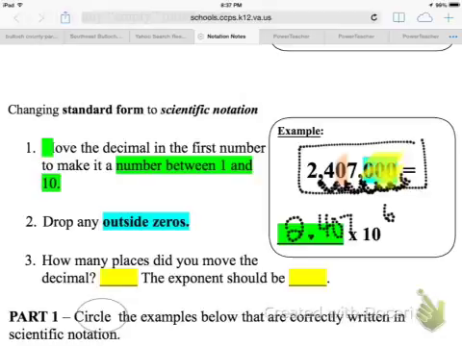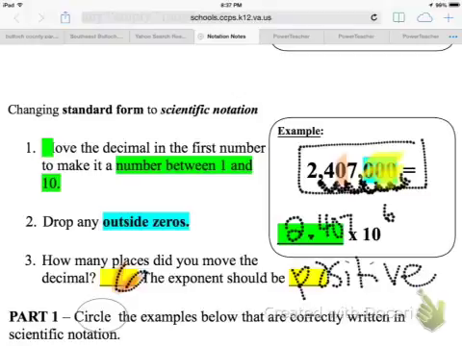Now, let's look at the remainder of the question. How many places did you move? I moved it, we said, 6 times. So the exponent, again, because my original number was greater than 1 whole, has to be positive. My exponent has to be positive.